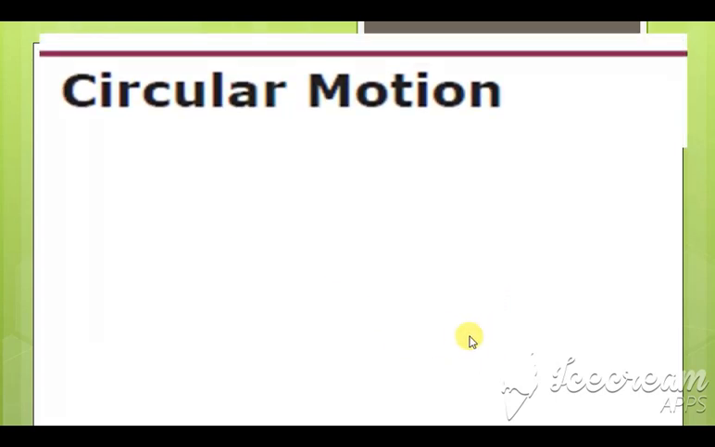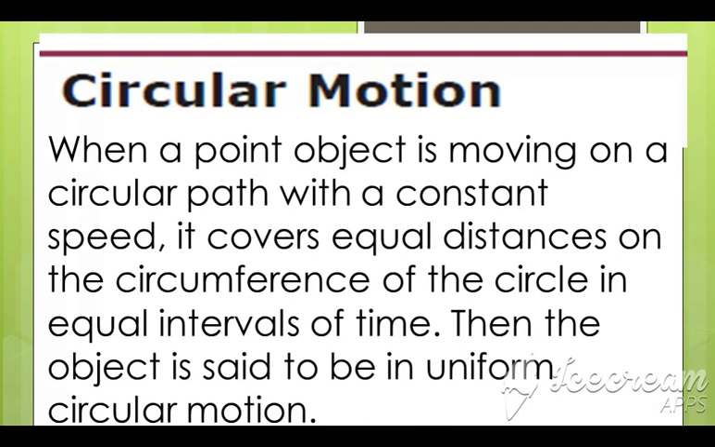Okay, so next we are going to see circular motion. Generally we know what circular motion is, is it not? So what is circular motion? When any object is moving in a circular path. Same way here also, when the point is moving in the circular path with a constant speed, and it covers equal distance in equal intervals of time, that is called a uniform circular motion.